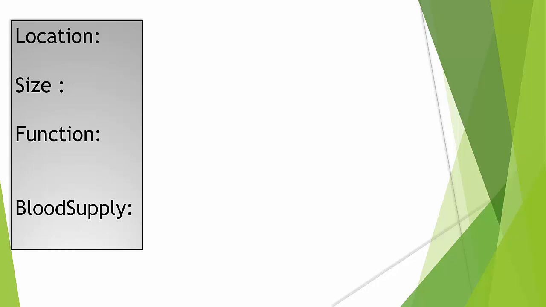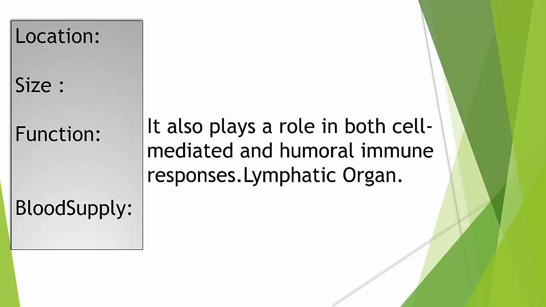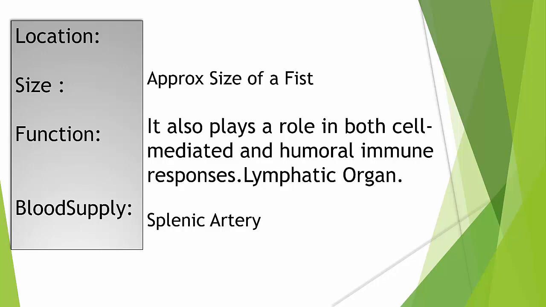Can you answer the location, size, function and blood supply of the spleen? Function of the spleen is that it plays a role in both cell-mediated and humoral immune responses and is the largest lymphatic organ. The blood supply is the splenic artery, while the size is approximately the size of a fist, while the location is the left hypochondrium region.